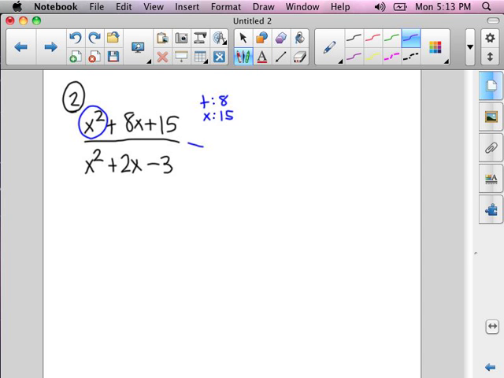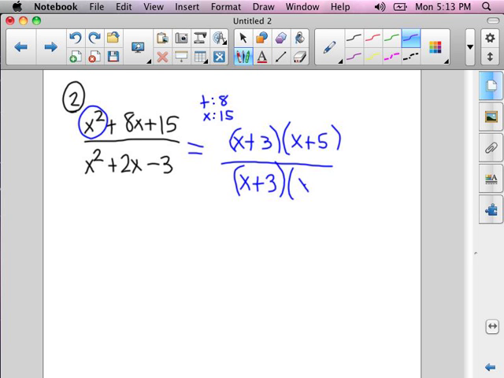So I get x plus 3, and I get x plus 5 in parentheses here for my top. If you do the same thing on the bottom, you're going to end up with x plus 3 and x minus 1. Again, verify that by checking, but when you factor, that's what you end up with.